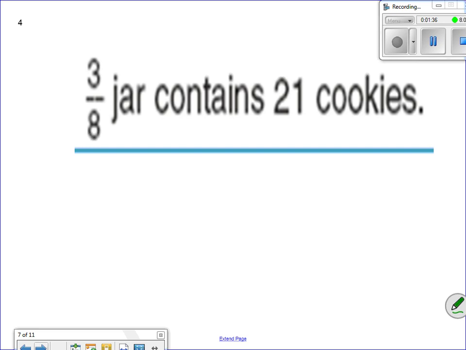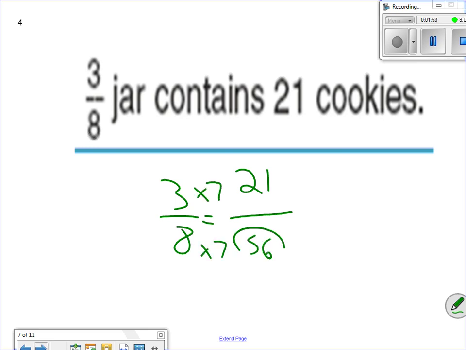3/8 of a jar contains 21 cookies. So this 21 cookies is just part of the total jar. So 21 would be my numerator. I don't have the whole set yet, but 3/8 is what we're trying to figure out. We're going to go times 7 and times 7, which gives me 56 for the whole.